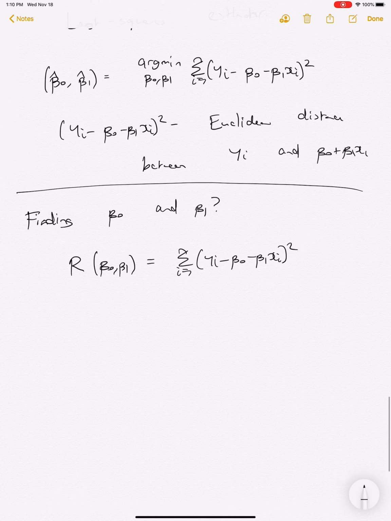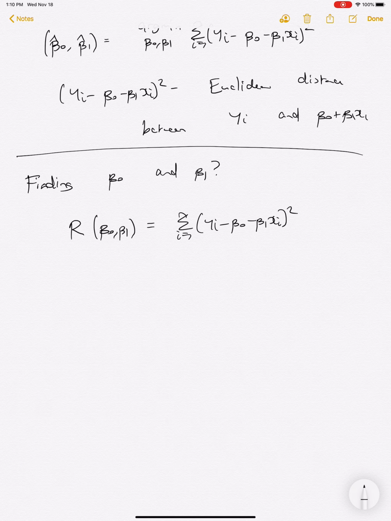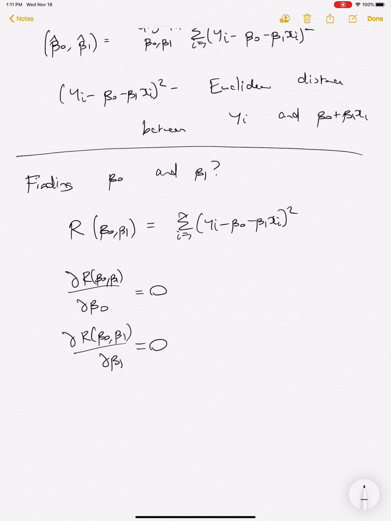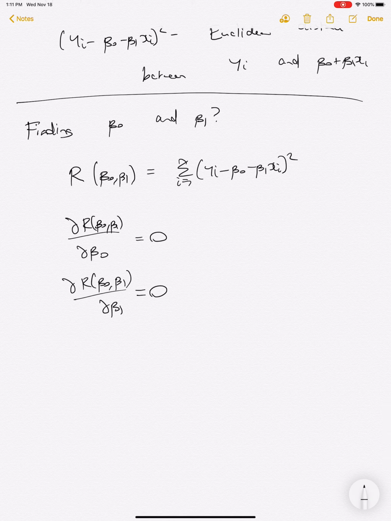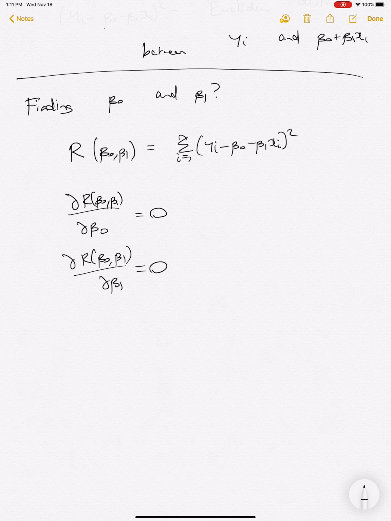And so if we want to differentiate, we can take the derivative with respect to beta 0 and set that to 0, and then take the derivative with respect to beta 1 and set that to 0, and then hopefully that is going to give us our solution for beta hat 0 and beta hat 1. Okay, and so let's take the derivatives now.